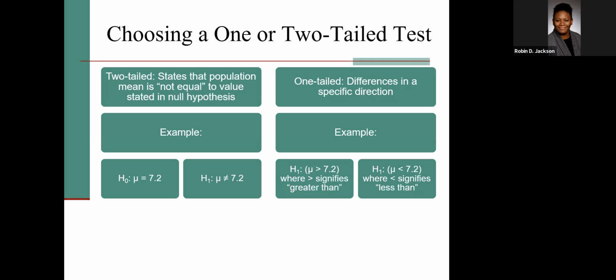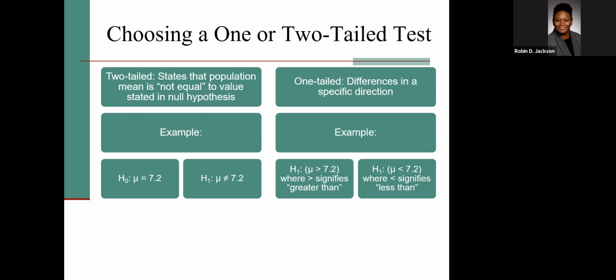So this is based on the researcher's expectations, like I just said. If the researcher is unsure about the direction, the hypothesis would state only that the population mean is not equal to what's being stated in the null hypothesis. So everything that we've been doing up to this point is basically two-tailed. All right. So that would be one way to think about it.